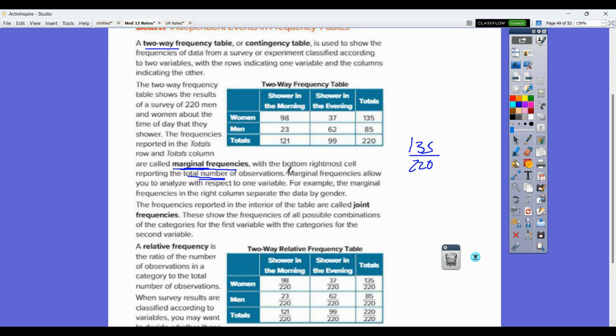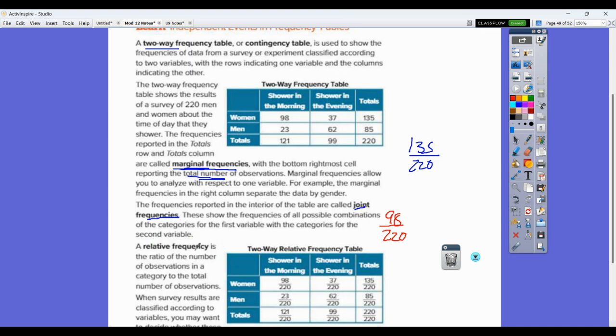Or you could just say how many people said they shower in the morning. So again, that's a question that doesn't have anything to do with this other variable that's here. The frequencies reported in the interior of the table are called joint frequencies. So these show frequencies of all possible combinations of a category for the first variable. So if I said how many women shower in the morning, you could say 98 out of 220. So that would be a joint frequency there.